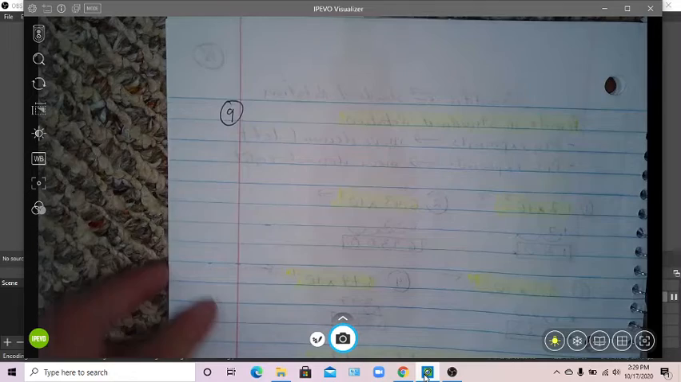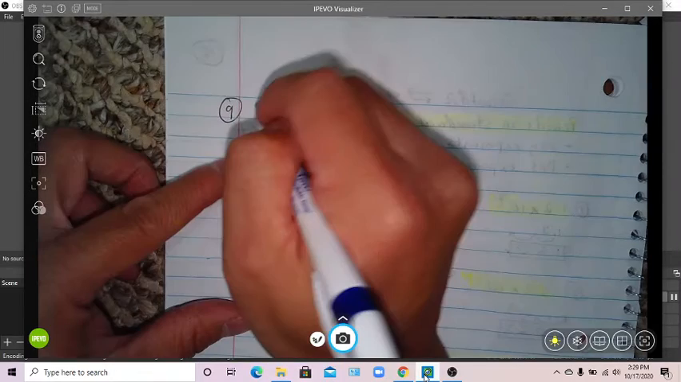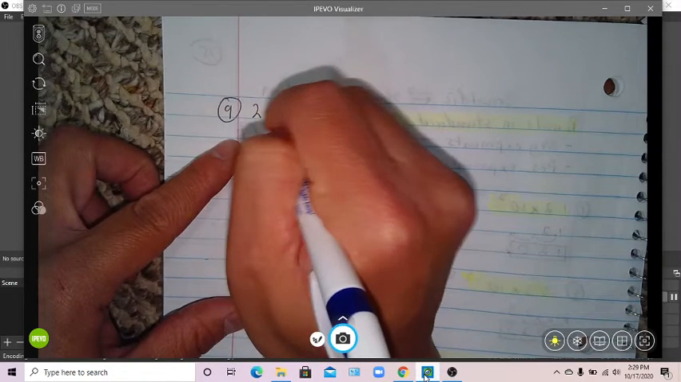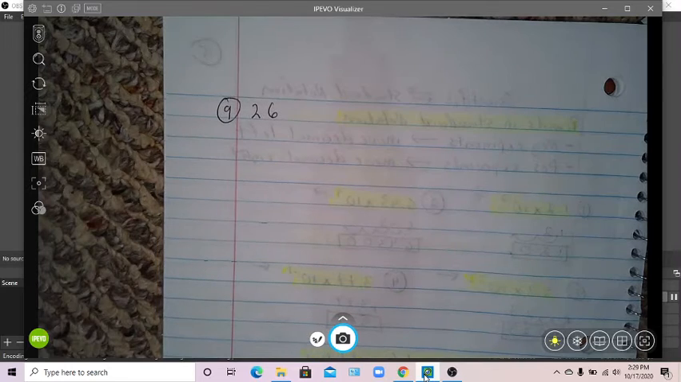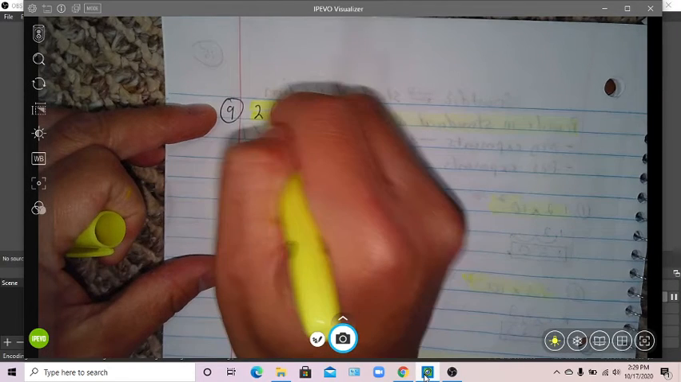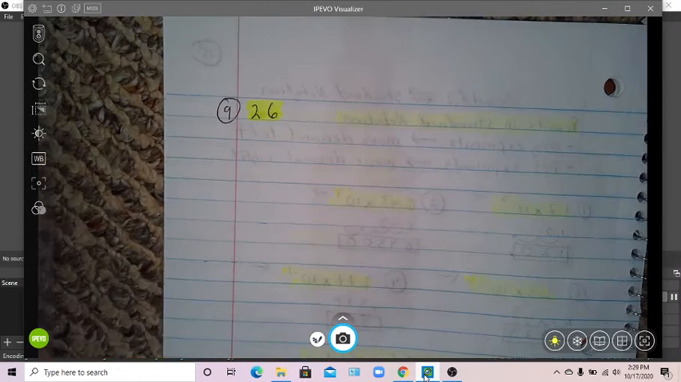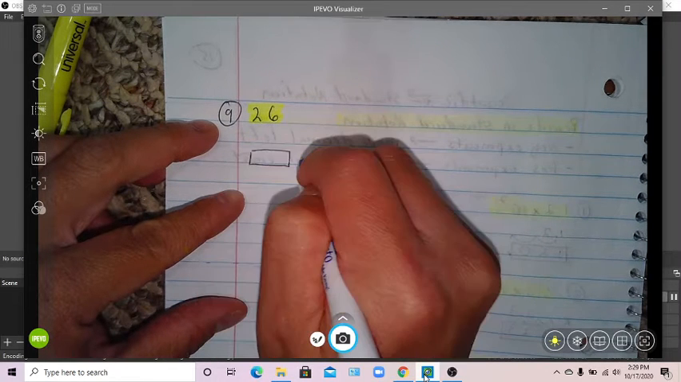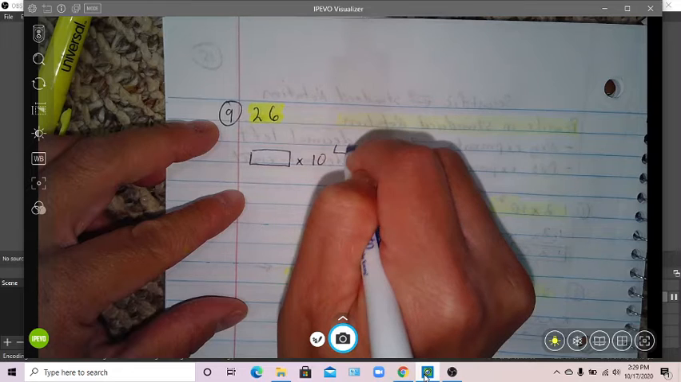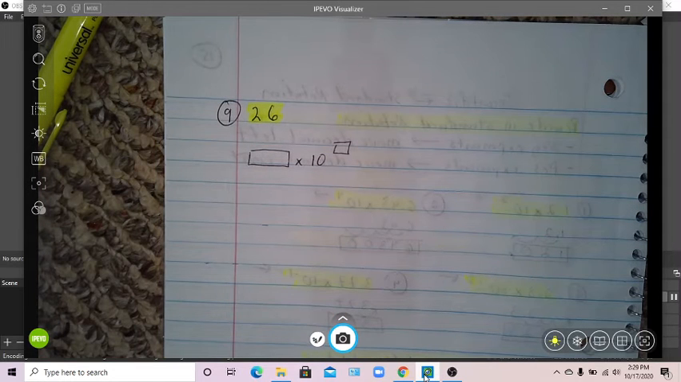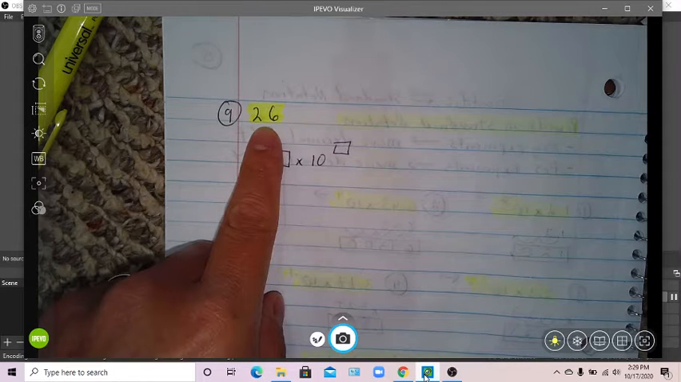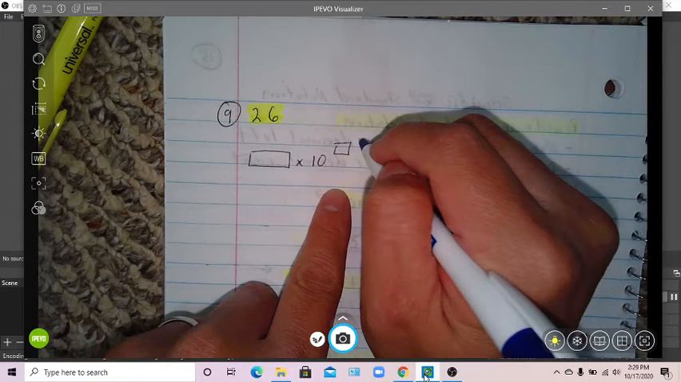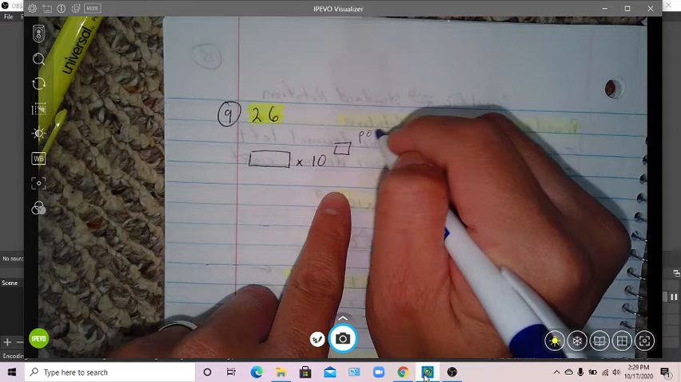For number 9, we'll start off with 26. That's what IXL will give you. It'll say rewrite it in scientific notation. So it'll have a box here, times 10, and then a box for the exponent. This number 26 is bigger than 1, so this is going to be a positive exponent.